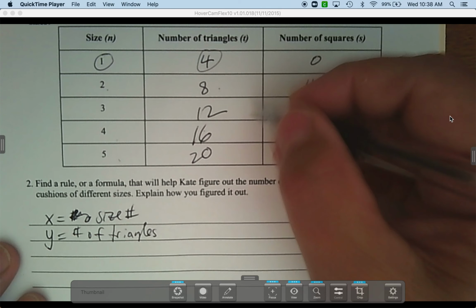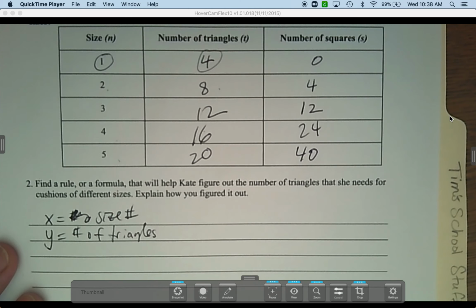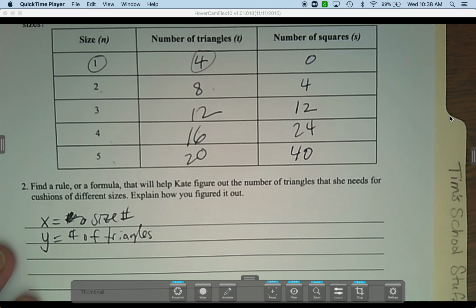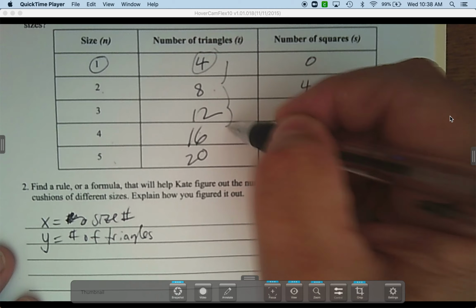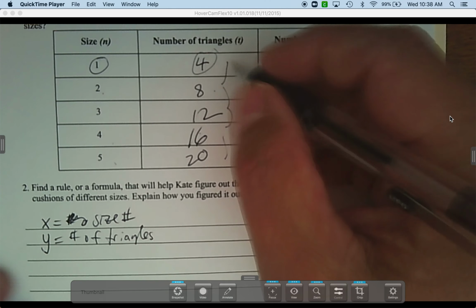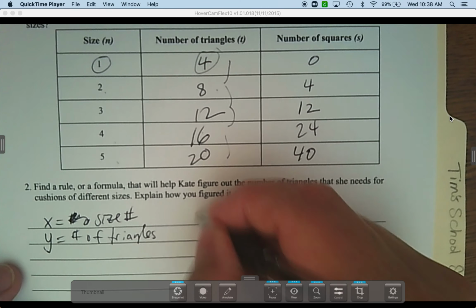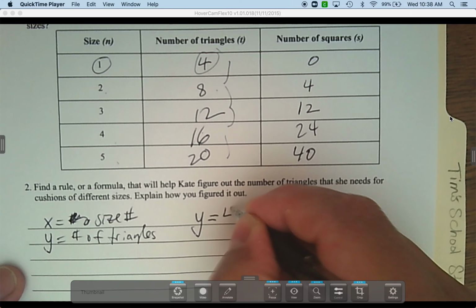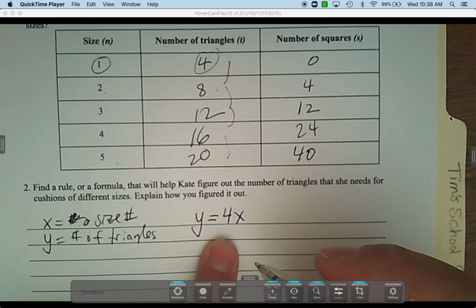So what pattern, what algebraic equation could I write down? If it was size 10 or 100, I could easily figure out how many triangles I needed. So 4, 8, 12, 16, 24, you can see there's an obvious linear relationship here in that it's increasing by how much every time? It's increasing by 4. So if I write down y equals 4x, if the size of the pillow is 1, how many triangles would you need?